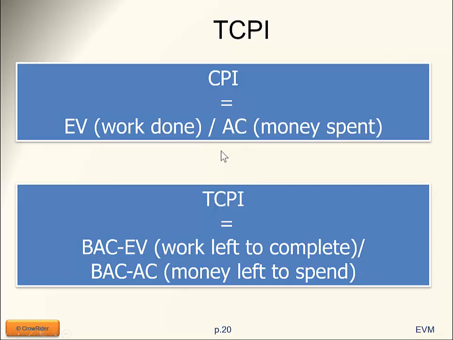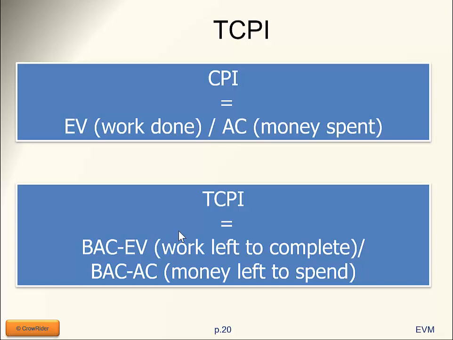So my to complete performance index is similar to my cost performance index, but for the future. So where the cost performance index was earned value divided by actual cost, essentially the amount of work done, which is the earned value, divided by the amount of money spent, which is the actual cost, the to complete performance index is the same logic, but for the future. So it's not the earned value, it's not the work done, but the work left to be done. It's not the money spent, but the money left to spend. So how do I evaluate the work left to complete, the work left to be done?